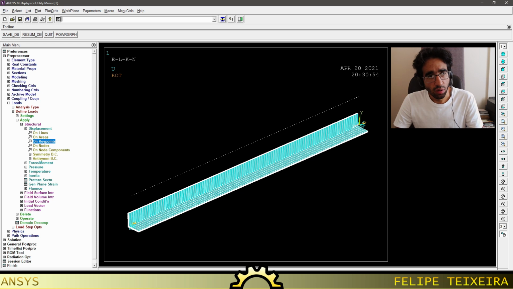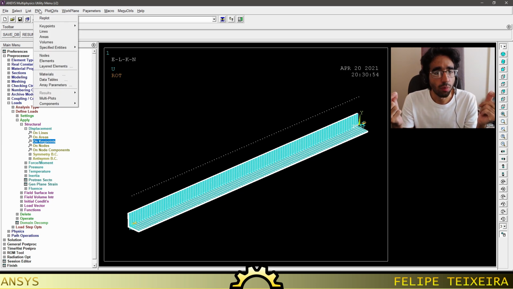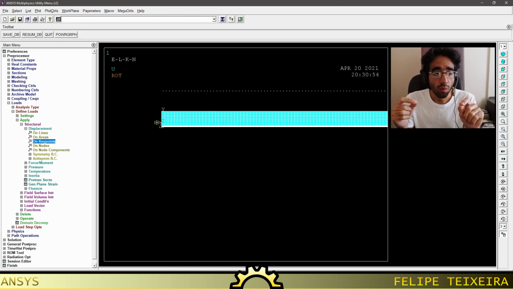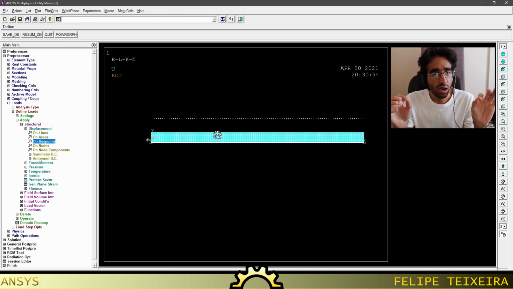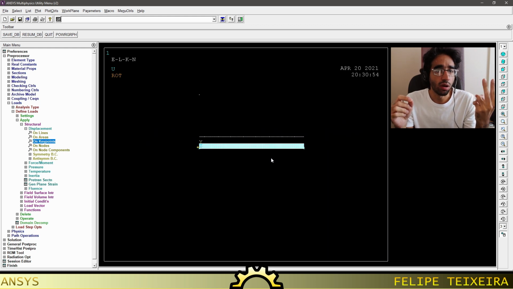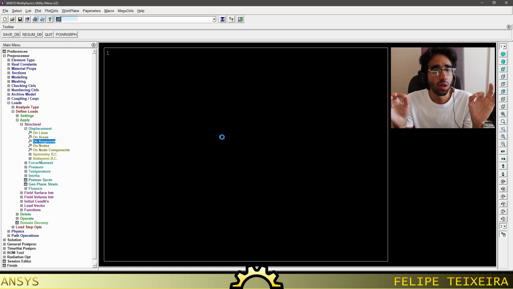So here I'm going to plot all the nodes, and I'm going to set constraints to the nodes. So earlier we set constraints to the key points. Our model only has 3 key points, one at each end of the beam and one floating above for orientation. But our model has a bunch of nodes. Each element has 2 nodes, and we have 100 elements. So we have 101 nodes.